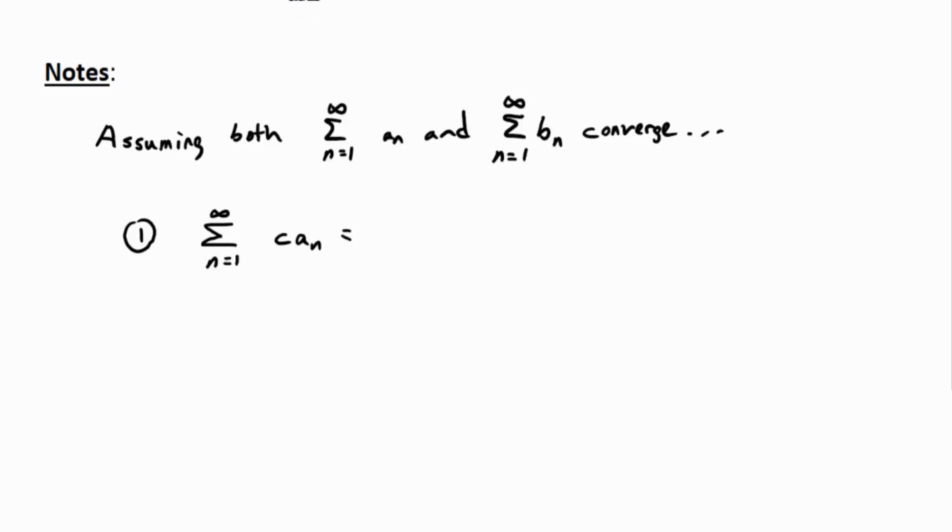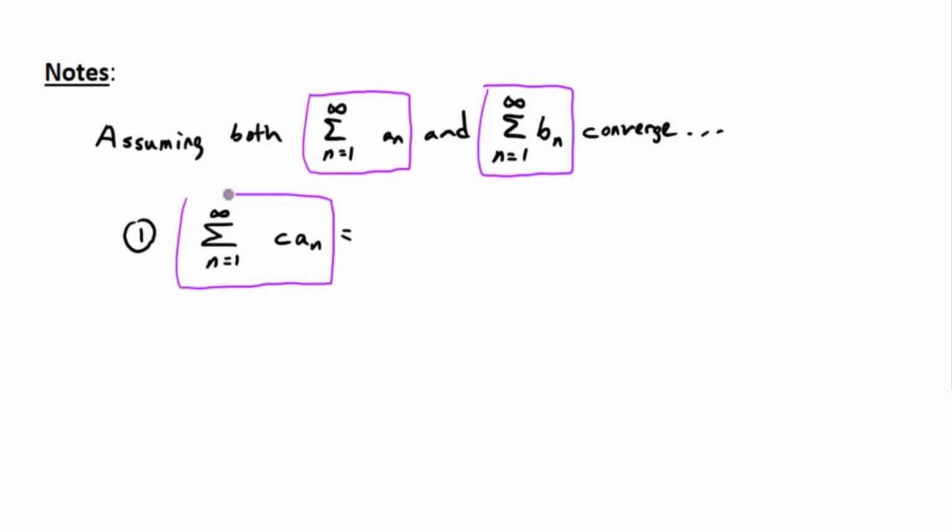An important note to make concerns some properties of series. So if you assume that the sum n equals 1 to infinity of a sub n converges and the sum n equals 1 to infinity of b sub n converges, then what do you think is true about the sum, number one, from n equals 1 to infinity of some constant c times a sub n? What do you think you can do with that c?